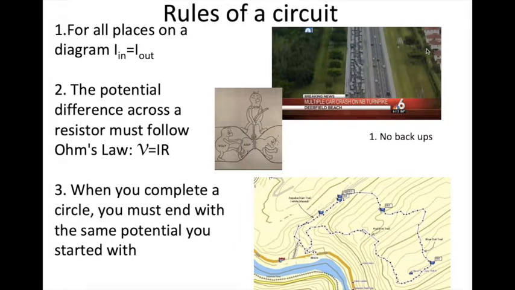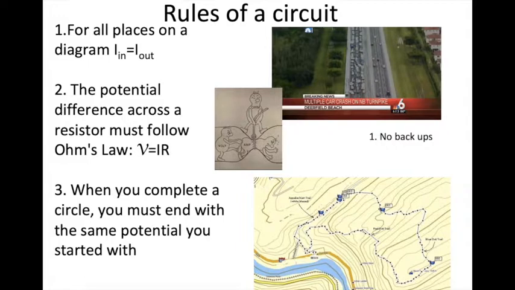If you had more current coming into a place than going out, you'd be getting a backup of charge. And if you had more current coming out of a place than going in, then it wouldn't really make sense. Where would it be coming from? The second rule is that if you go across a resistor, you must experience a potential difference that follows Ohm's law, V equals IR. And the last rule is that when you complete a circle, when you get back to the same place that you started from, you must end with the same potential that you started with.